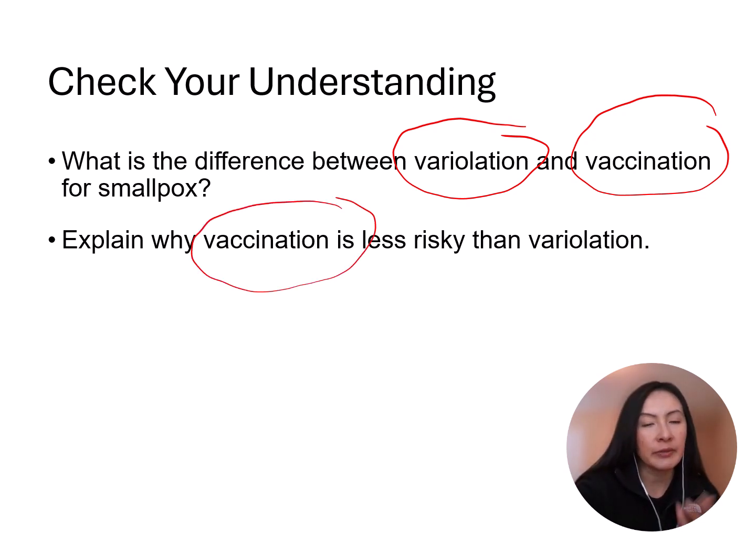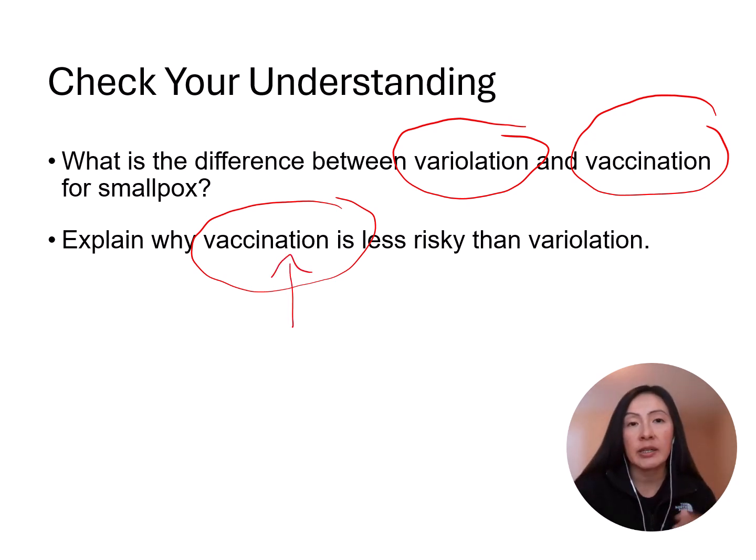So this is related to the second question, why vaccination is less risky than variolation. Again, because vaccination uses non-smallpox material, right? It does not cause severe disease. It causes cowpox. And in vaccination, we're eliminating the risk of triggering that dangerous smallpox infection. We don't have to worry about transmitting smallpox to other people. Overall, we get effective immunity with lower danger.